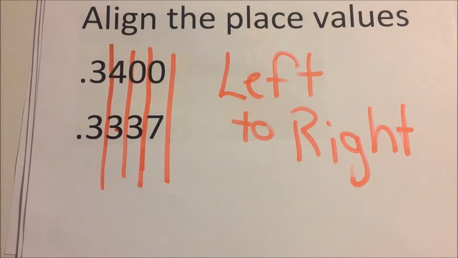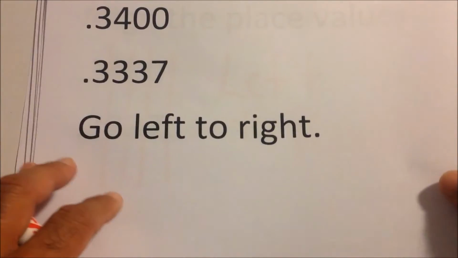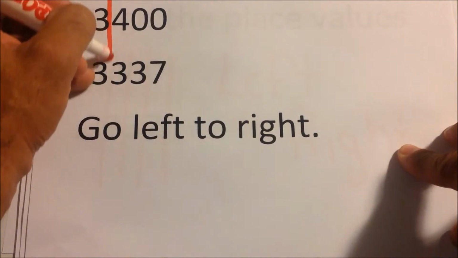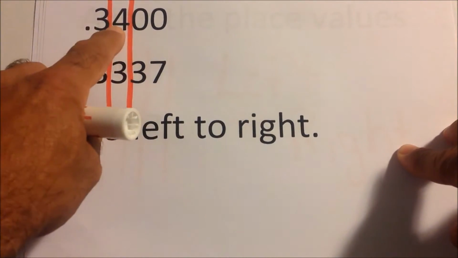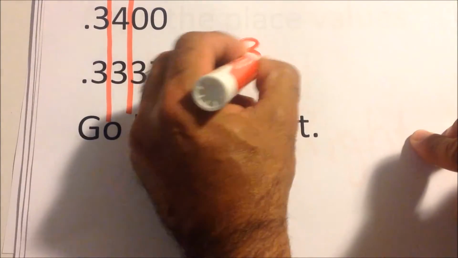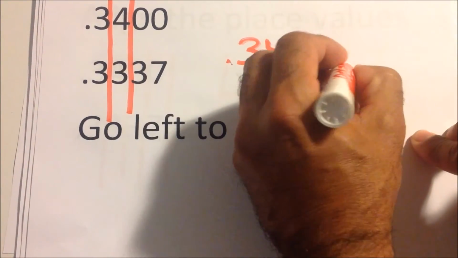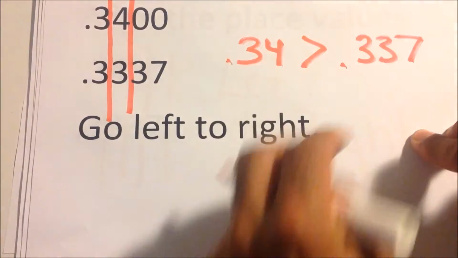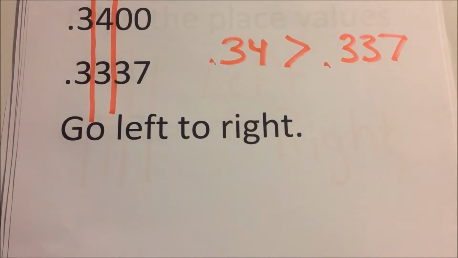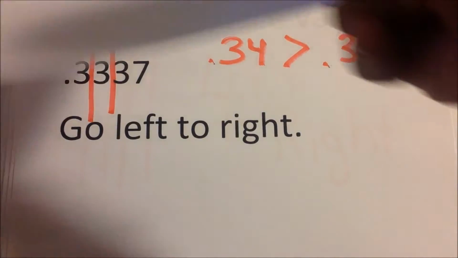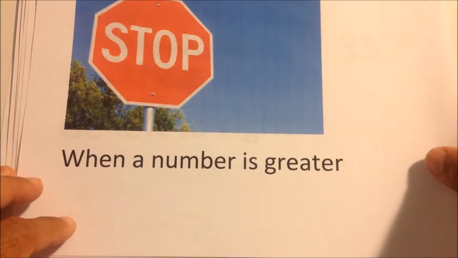So if you go left to right, do it again. They both share a 3, but then you can stop right here. You don't have to go any further because there's a 4 here. So 0.34 is greater than 0.337. And you don't have to add the zeros back. So go left to right. The important thing to remember here is to stop when a number is greater when you go left to right.